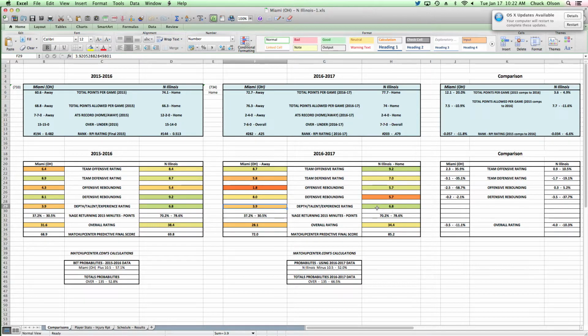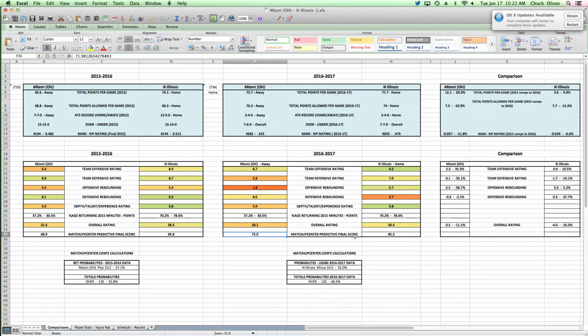Depth and talent rating experience. When there's an amber number, that means they're not as much. And this takes minutes. It takes points. It also takes, will they play at the next level? So their overall rating is 3.5. They're down a little bit, and that's because the defense is so weak.